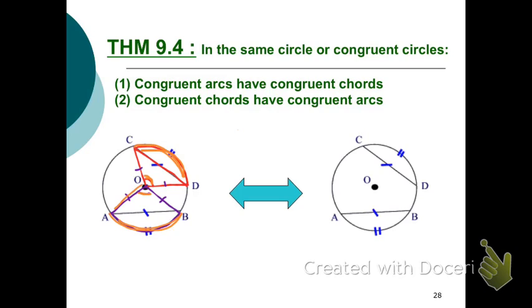So now this triangle is congruent to this triangle by side, angle, side. And since the triangles are congruent, then you can say that these sides over here must be congruent. So that's how you would prove that congruent arcs have congruent chords. And you can kind of reverse that to show that congruent chords also have congruent arcs.